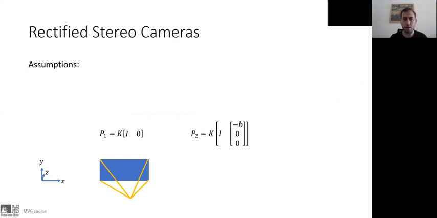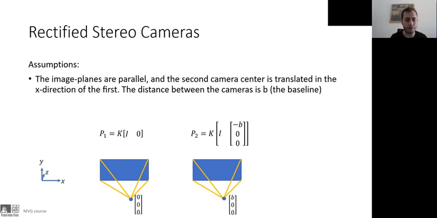So for today, when we're talking about two cameras, we will start with rectified stereo cameras, where in this case, we have a simple set of two cameras that we will define. So the assumption is that we have two cameras where both of them look in the exact same direction with the same calibration. And camera 2 is just an offset of camera 1 by distance of b in the x direction. So that's a rectified stereo camera.